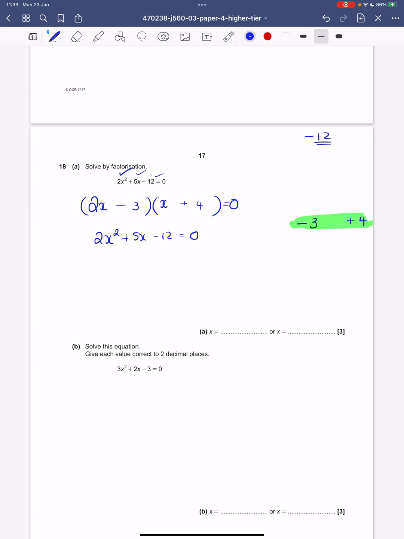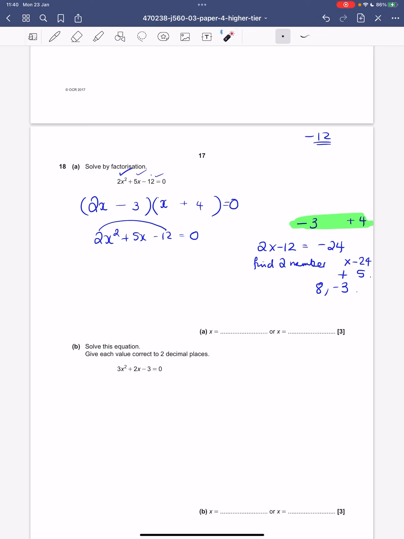What you actually do, you multiply these two numbers first of all. 2 times minus 12 is minus 24. And then you need to find two numbers that multiply to make minus 24 and add to give 5. So this is one of the algorithmic ways that I alluded to before. So this is actually going to be 8 and minus 3.